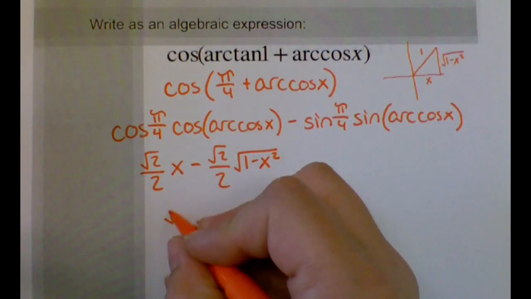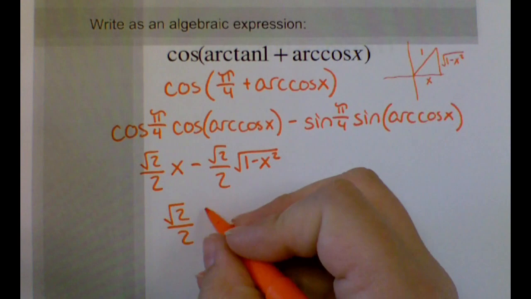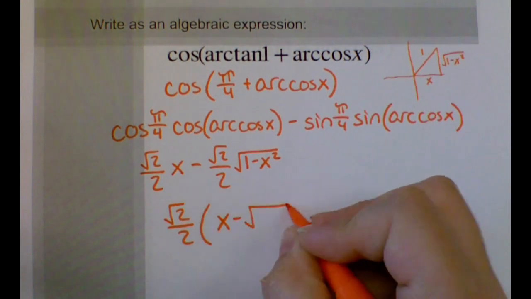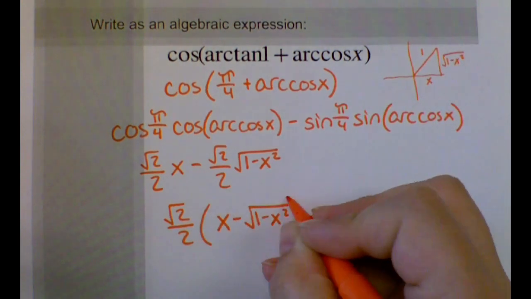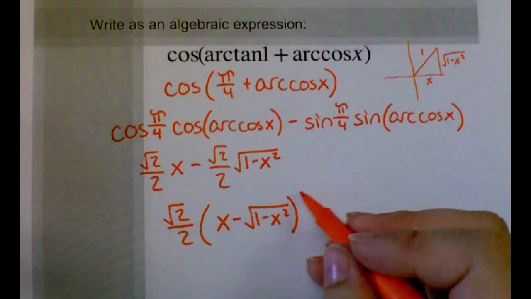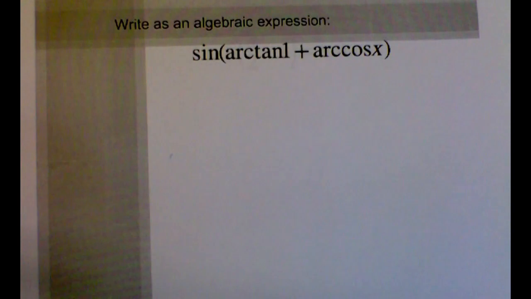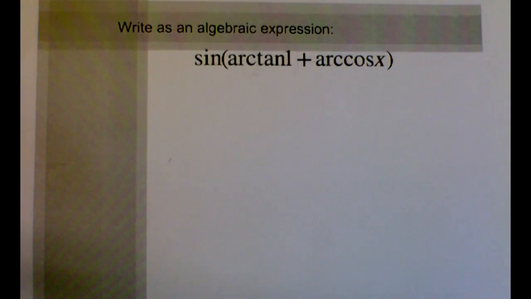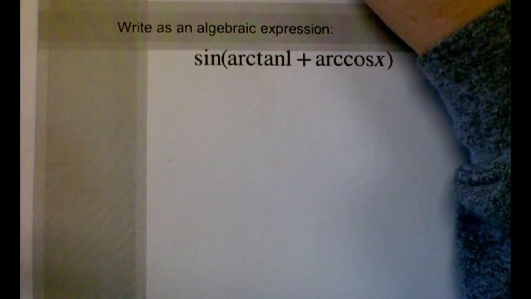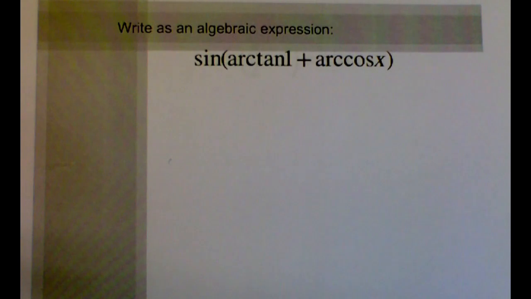So I'll factor out my square root 2/2 in this case. I have x minus the square root of 1 minus x squared for our final answer. All right, very, very similar. All right, we're going to run this one very similarly. We've already got arctangent of 1 is pi over 4.